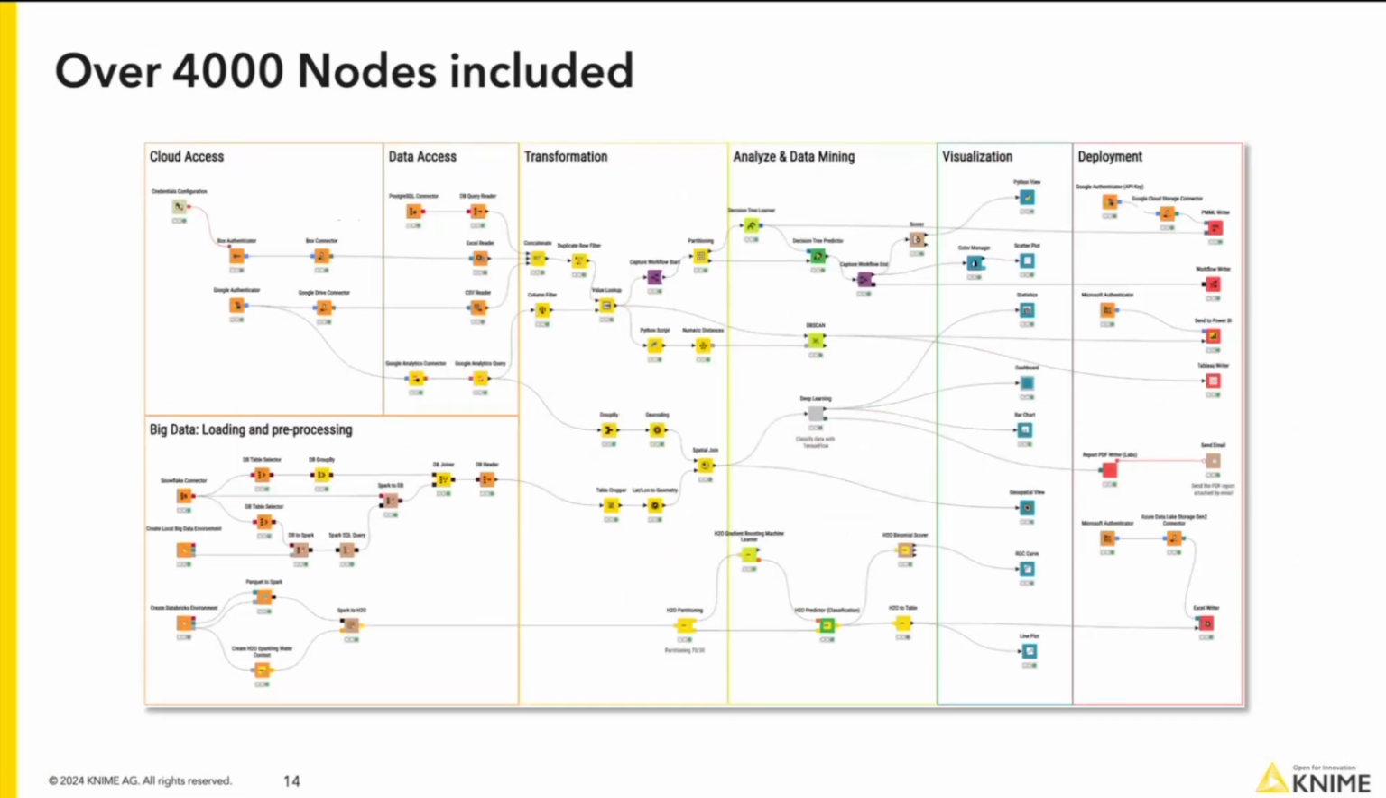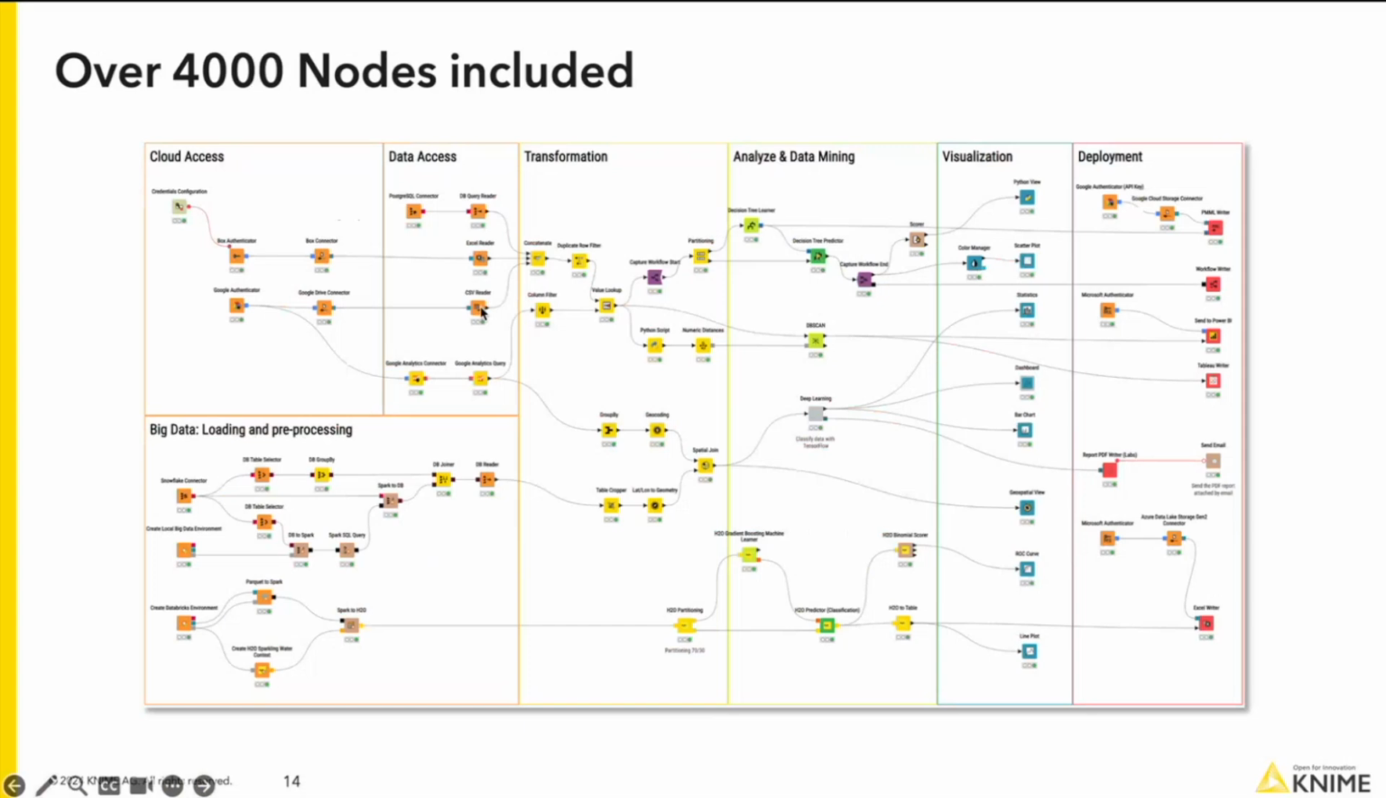So in a base KNIME installation, there's over 2,000 nodes included. If you add a couple more extensions provided by us or by the community, that adds up to, I think, over 4,000 nodes at this point, really covering everything from, and I'm just picking examples here, accessing data from an Excel file or a CSV file, probably the most straightforward thing.